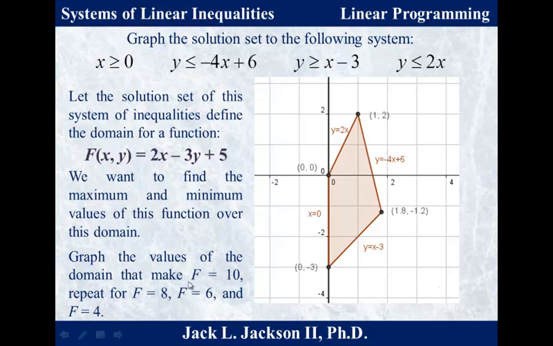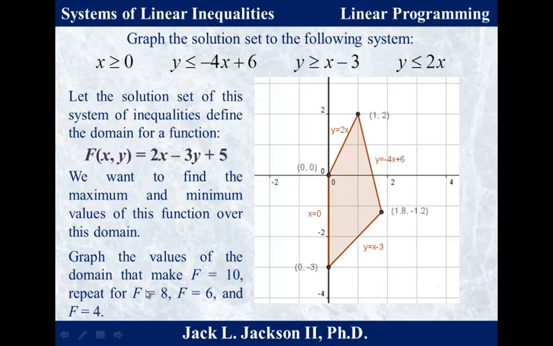So what values of the domain make f equal to 10? Let's think about what that means. We're going to place the 10 in place of the f, so over here on the left, we put 10. Now we're graphing 10 equals 2x minus 3y plus 5, which is a line, right? But we're only going to graph the part of that line that stays inside the red here. It'll have endpoints on some of these boundary curves, and in between it'll be a straight line. See if you can graph that.